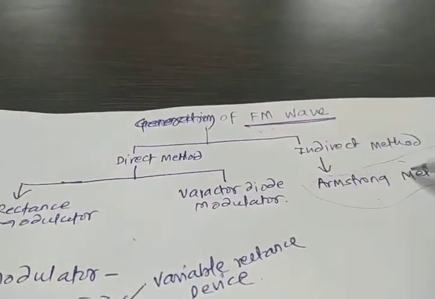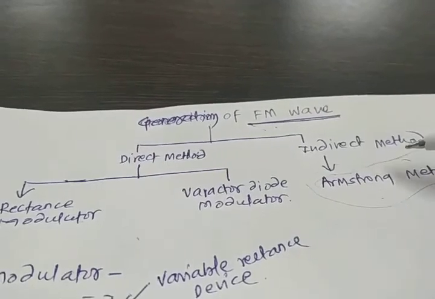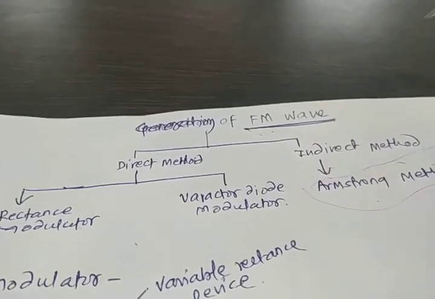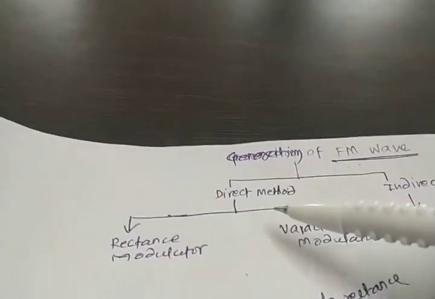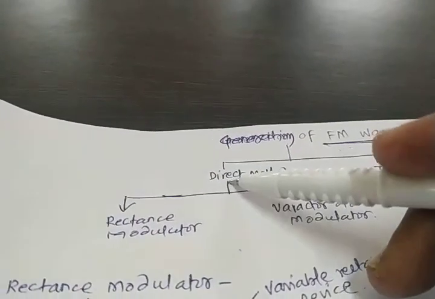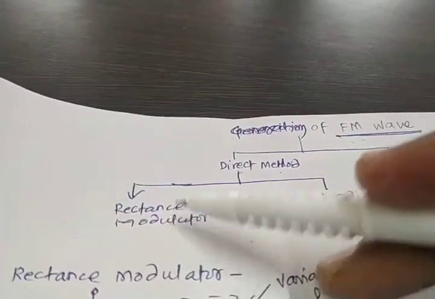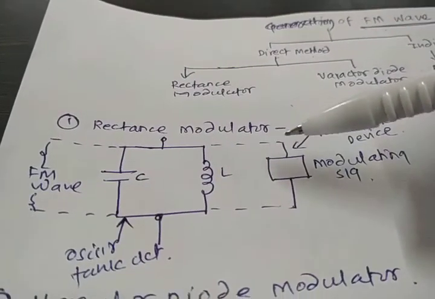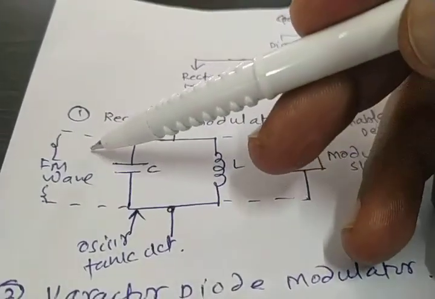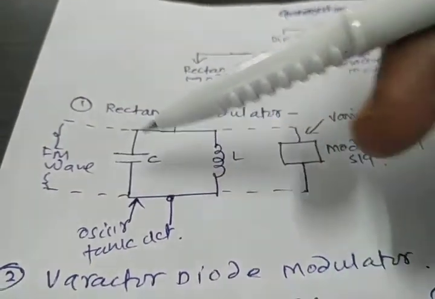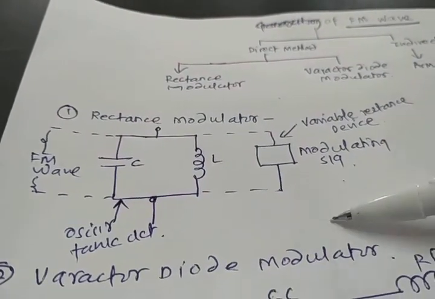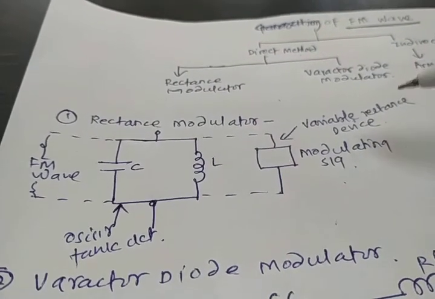One by one we can observe all these methods, how we can generate the frequency modulated signal, and how we can see it from these circuits. The first one is the reactance modulator. Here you can observe the circuit of the reactance modulator, a very simple circuit. Here is the frequency modulated wave, and on the other side is the modulating signal.